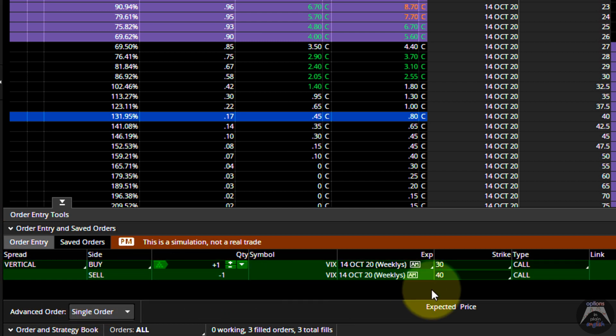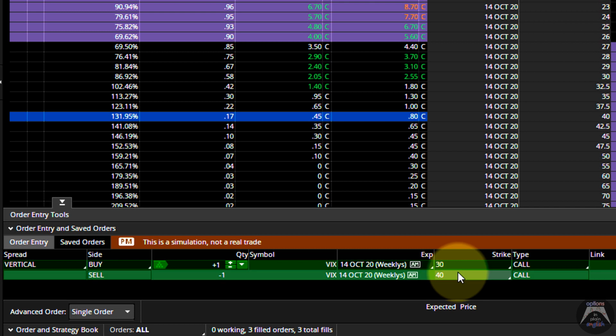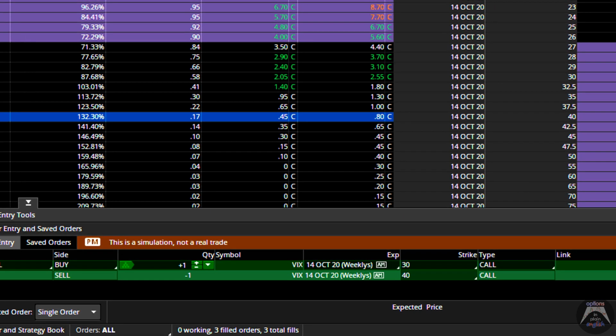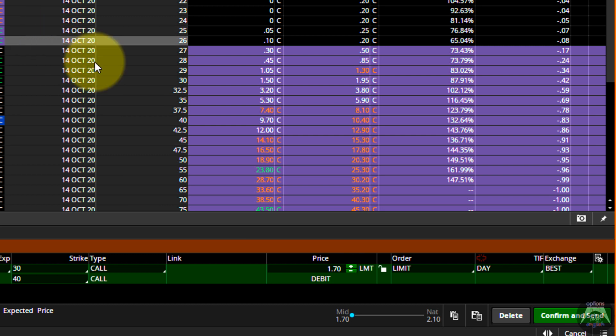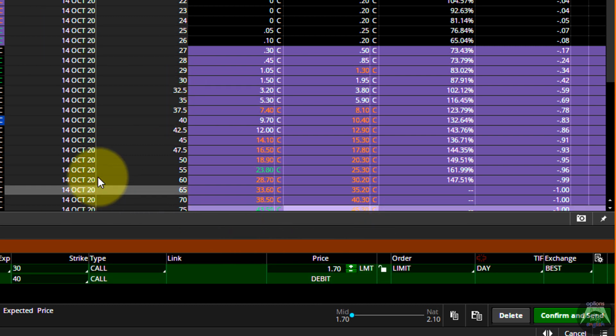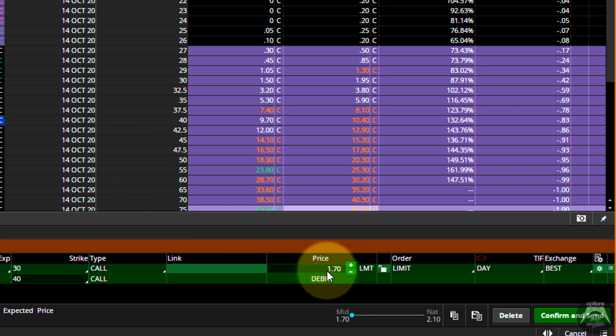Okay, so what I'm doing here is I'm buying a vertical. I'm buying one contract of the 30-40 call spread with the at the money being around 30.60. I'm buying the 30-40 for 170. This one can expand all the way to 10. So my max loss is 170 and my max profit is 10 minus 170, so around 830.